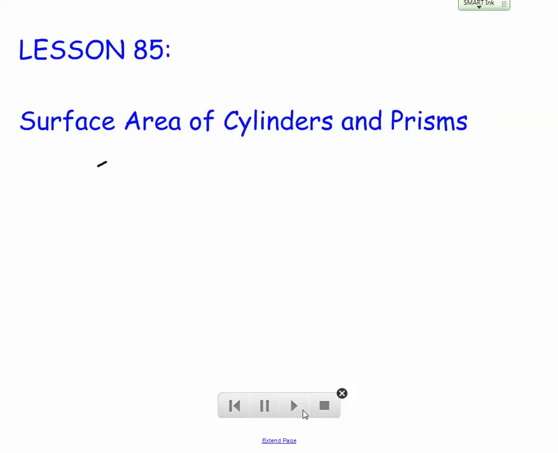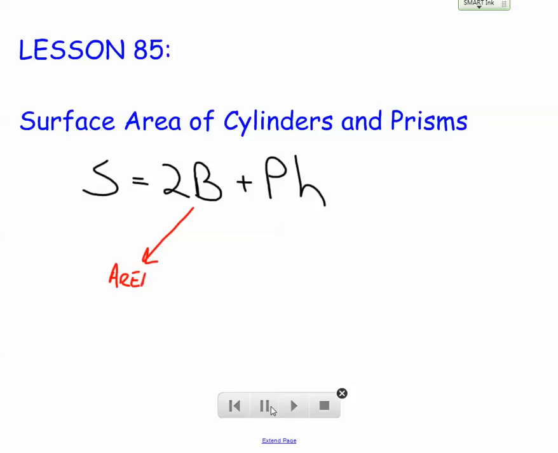But for cylinders and prisms that aren't rectangular prisms, we probably really want to start concentrating on this formula. We've seen it before, but we need to get better at it. B in this formula is the area of the base, and surface area consists of two bases. Any prism, any cylinder has two congruent polygons or circles on the top and bottom of it, and those are called the bases. So we always multiply by 2.